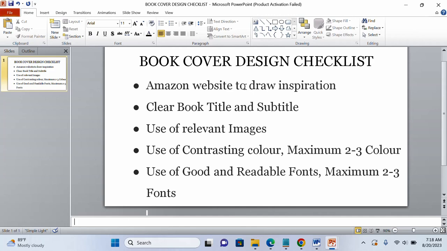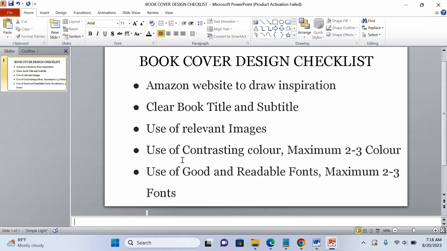How do they color their book cover? How do they write their book title? How do they write their book subtitle? How do they put relevant images on their book cover? How do these people use contrasting colors, a maximum of 2 to 3 colors, which I advise you to use, and how do they use good and relatable fonts, also a maximum of 2 to 3 fonts?